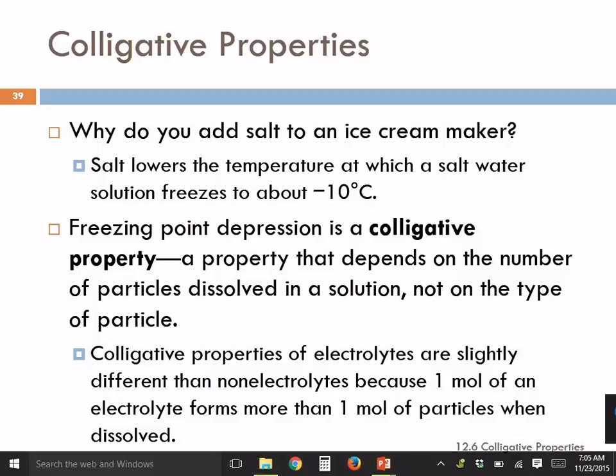Ice melts at 0 degrees Celsius. If you put salt in it, it'll melt at about minus 10 degrees Celsius. That's significantly colder. That's a property called freezing point depression, and that's what's known as a colligative property.